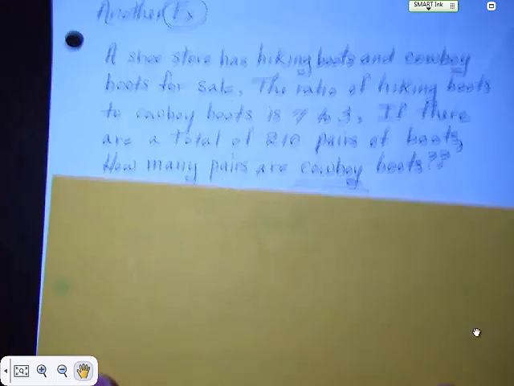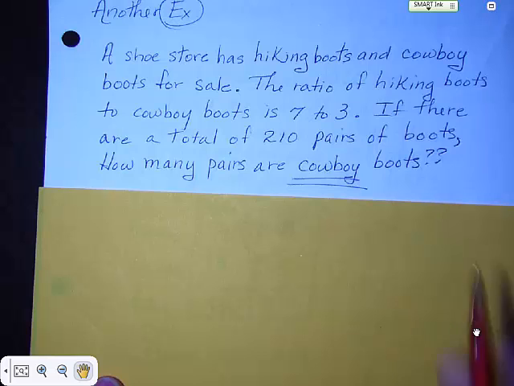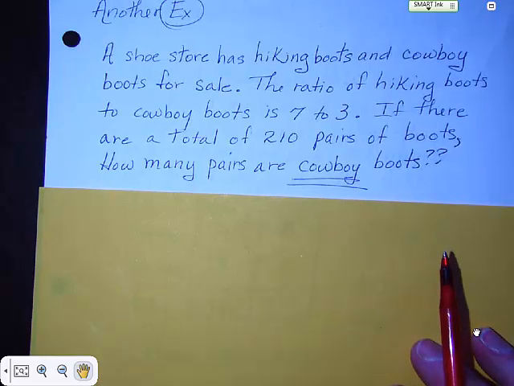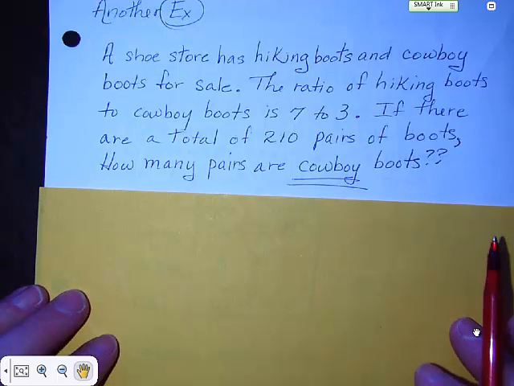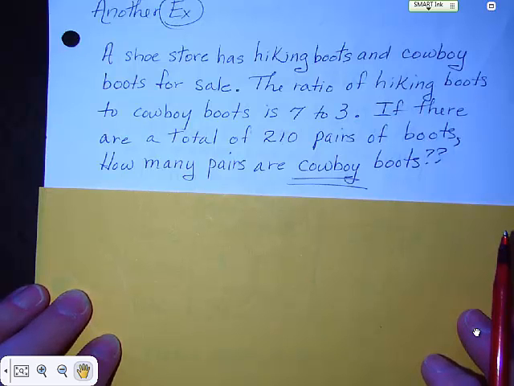And I think I would write it down, because you don't know what the work is if you don't know what the problem started out to be. So it's a good idea to write these down. There's not that many to write down. A shoe store has hiking boots and cowboy boots for sale. The ratio of hiking boots to cowboy boots is 7:3. If there are a total of 210 pairs of boots, how many pairs are cowboy boots?